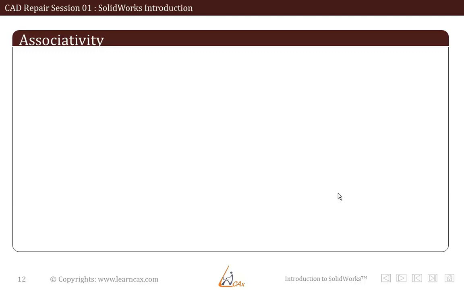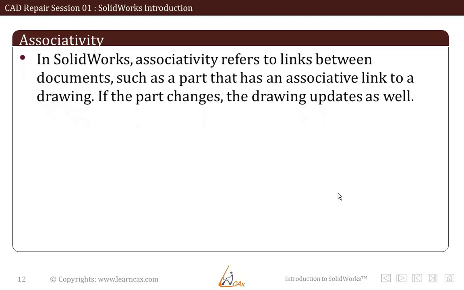Now talking about associativity. In SolidWorks, associativity refers to the links between documents, such as a part that has an associative link to a drawing. If the part changes, the drawing updates as well. Bidirectional associativity means that the part can be changed from the part or the drawing document window.